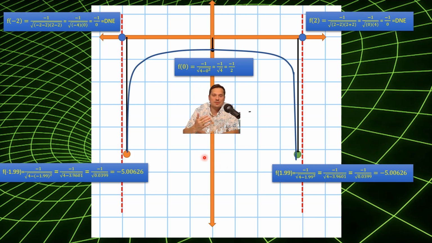Let me remove some of the arrows and clean up the pictures. So that looks like this. This is how you might see it, for example, in the book.